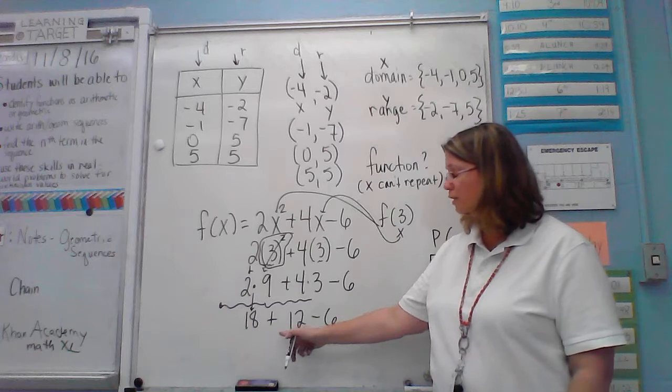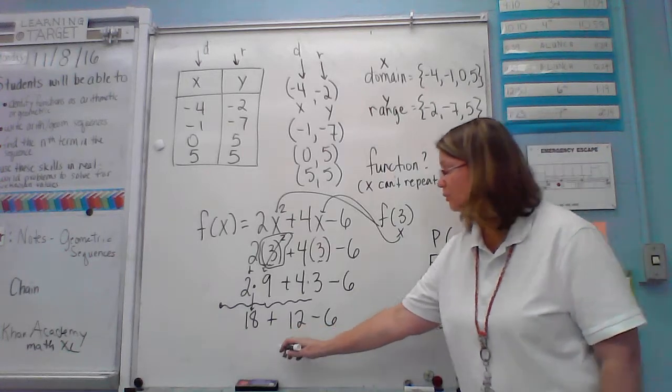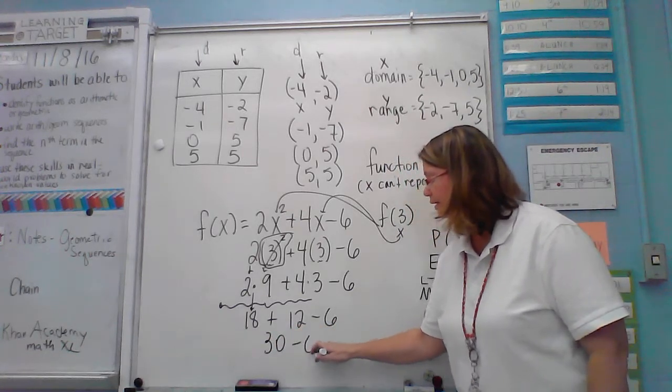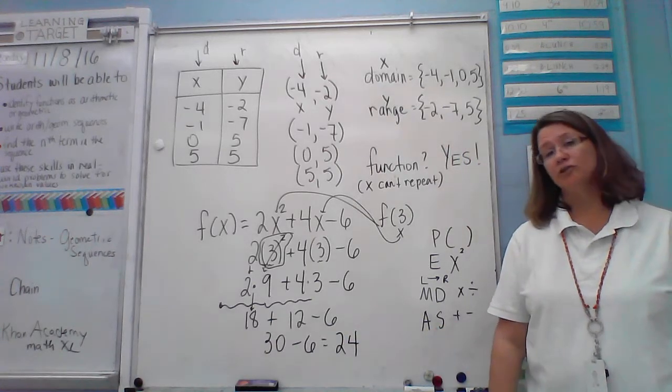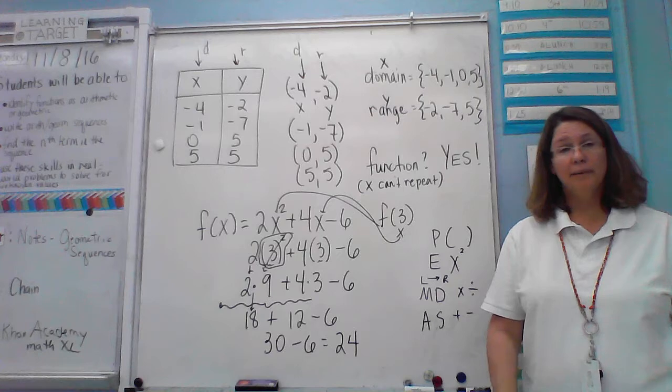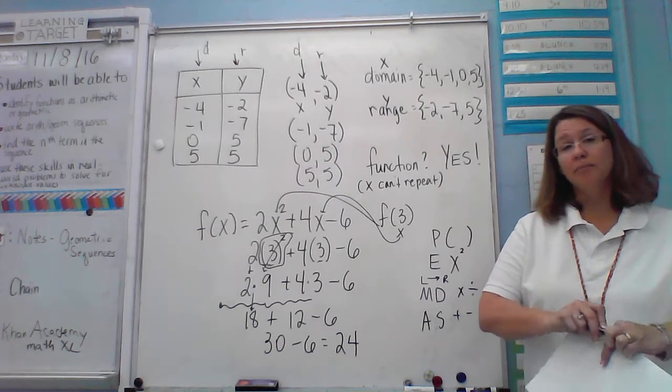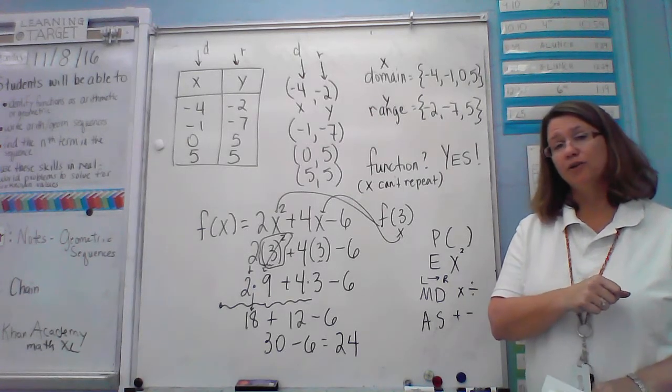So 18 plus 12, that's 30, and 30 take away 6, the answer is 24. So that would be the answer for problem number 2. Go ahead and pause the video, and let's try problem number 3. Come on back when you're ready.